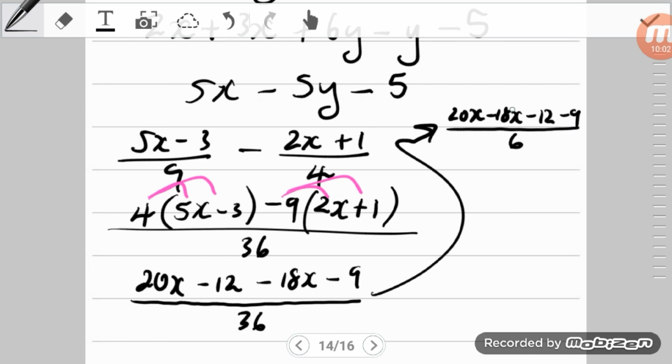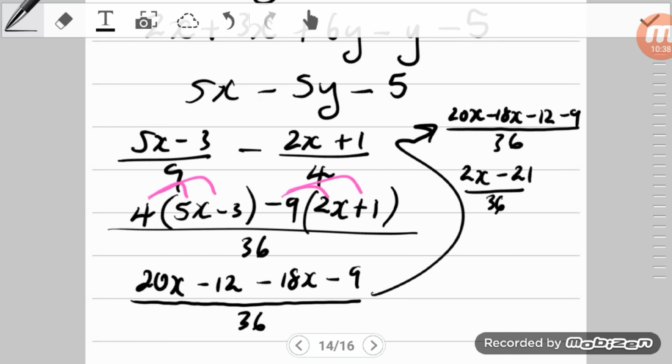So 20x take away 18x is going to give us 2x. And negative 12 take away 9 is going to be negative 21. Please confirm that on your calculator. I also found that a lot of students keep ignoring the sign that is in front of the number. So quite a few persons wrote down that the answer was 2x minus 3 over 36, when the answer is in fact 2x take away 21 over 36.